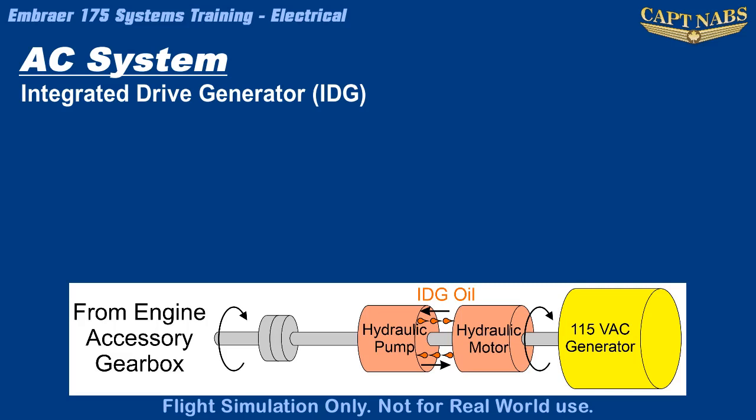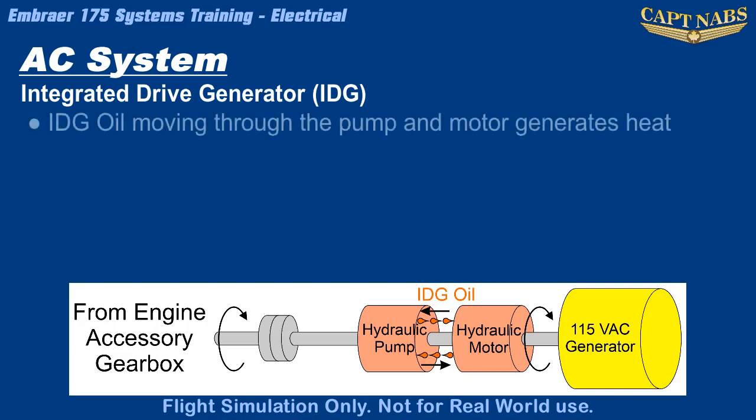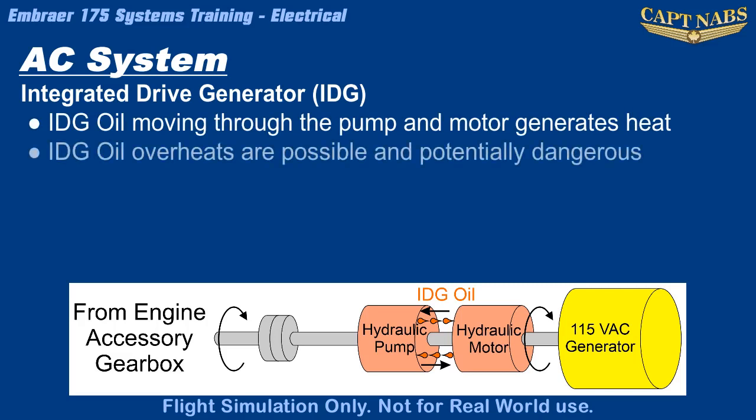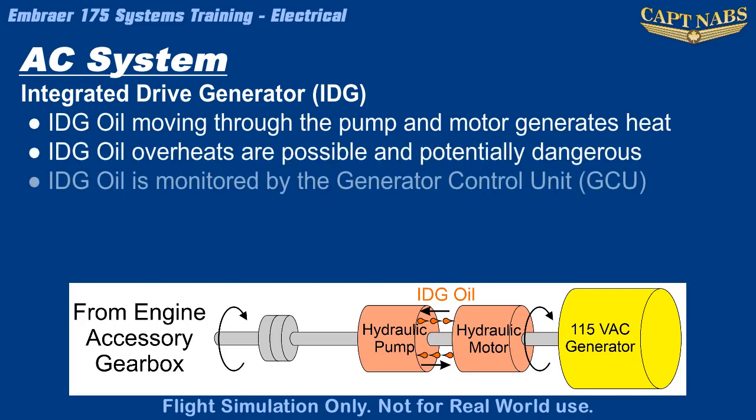This system can be very reliable, but the work the oil does to turn the generator creates heat, so IDG oil overheats are a possibility, and therefore the IDG oil temperature must be monitored by the generator control unit, and overheats will trigger an ICAS message.